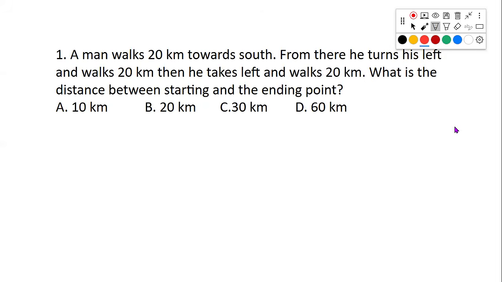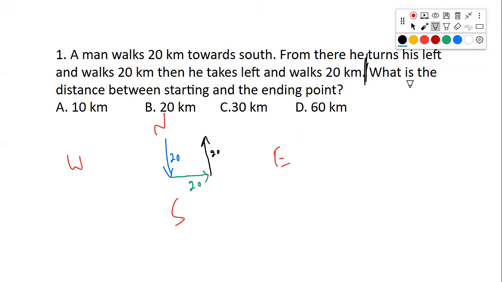A man walks 20 kilometers towards south. Draw the diagram and mark north, south, east, west. So the man walks 20 kilometers towards the south side. From there, he turns to his left. Be careful which side will be left for a person who is walking towards south. He turns left and walks 20 kilometers. Then he takes left and walks another 20 kilometers. One more left and walks 20 kilometers.